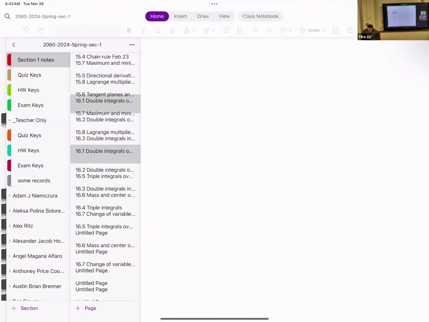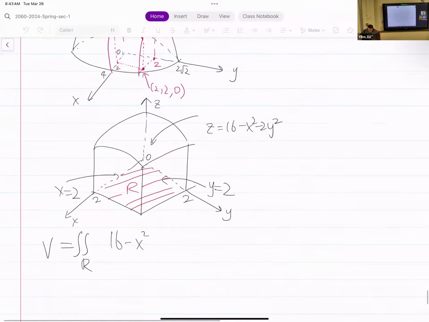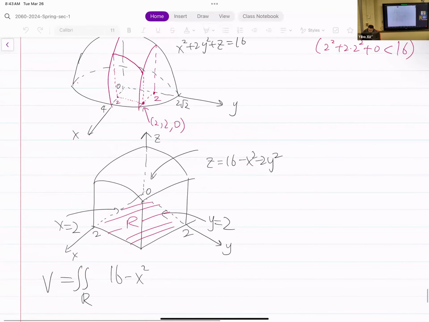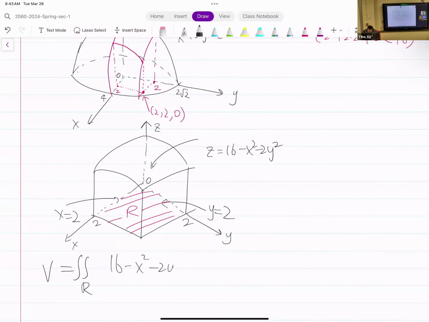All of a sudden it's crashed. Okay, but everything is still there. 16 minus x squared minus 2y squared. Okay, so that's the functional value. And of course, the bottom is 0, so we don't really have to minus that. But then we accumulate. Okay.